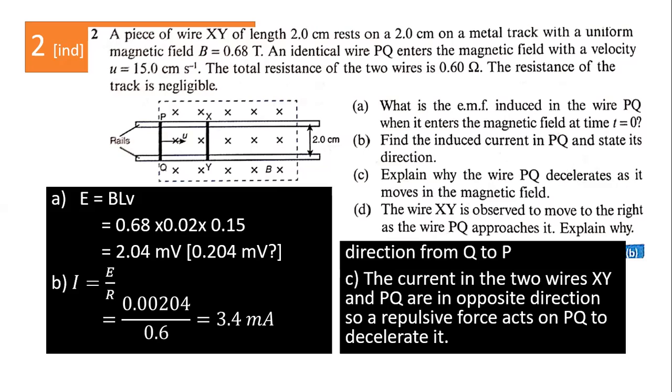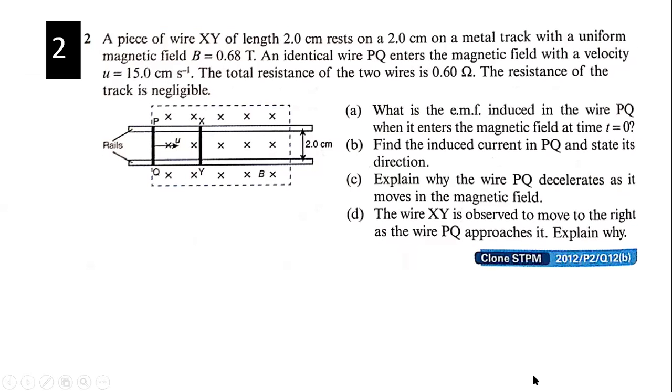Okay, the last one. The wire XY is observed. We're now focusing on XY. We move PQ. XY is observed to move to the right as the wire PQ approaches. Explain why. I already gave you more or less the answer already.